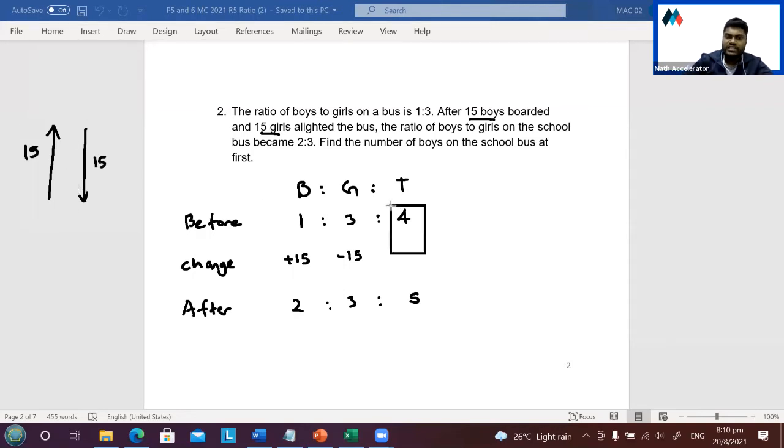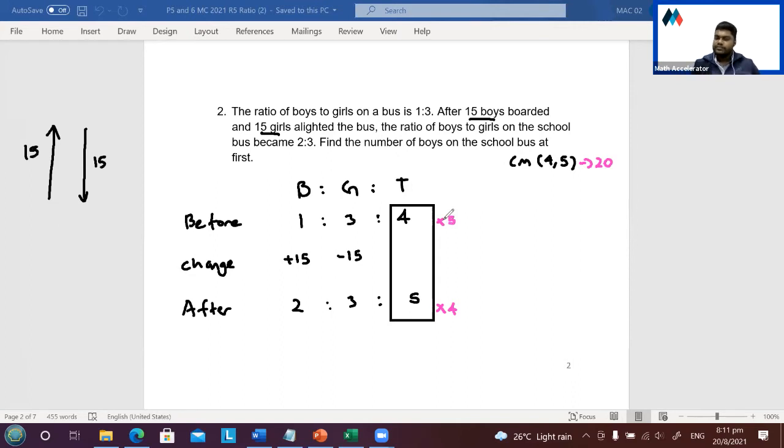So since this is 4 units and this is 5 units, what should we do over here? Correct, find the common multiple. So what's the common multiple of 4 and 5? Yep, most of you got it. Okay, great. So common multiple of 4 and 5 is 20. So this one multiply by 4, this one multiply by 5. So when you do that, here also must multiply by 4 and 4. So this becomes 8, this becomes 12. Here it becomes 5, and here it becomes 15.